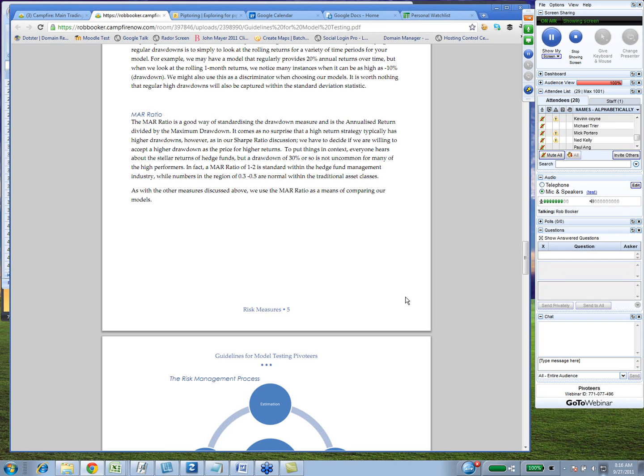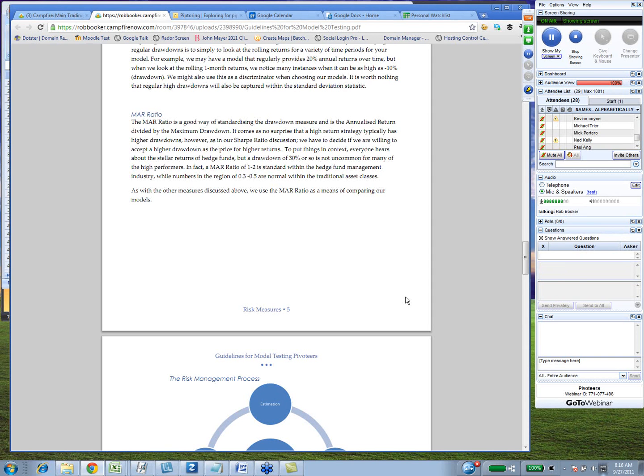And it comes as no surprise that a high return strategy typically has higher drawdowns. The more money you're trying to make from a trading system, you're probably taking bigger trade sizes, and the more money you stand to lose if things go wrong. We have to decide if we're willing to accept a higher drawdown as the price for higher returns.